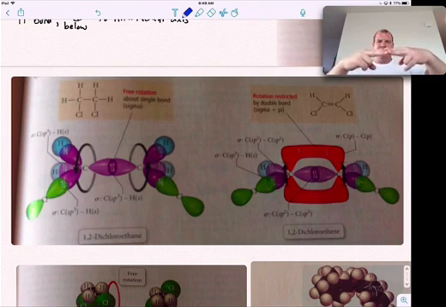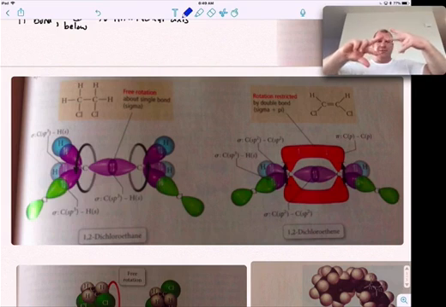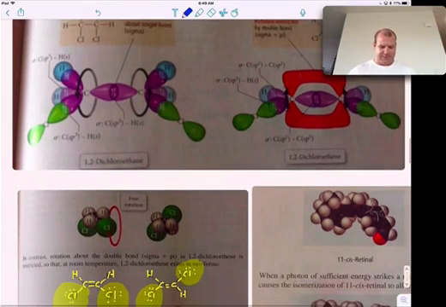Double bond, though, you can't move this as much. You have to break the double bond to be able to move it. So double bonds hold things in place much better. So a double bond will prevent free rotation.